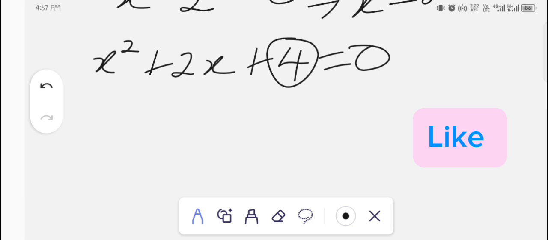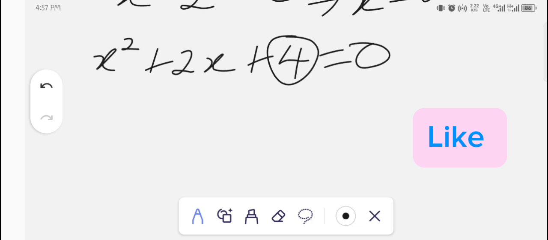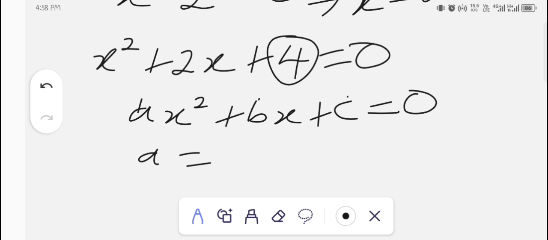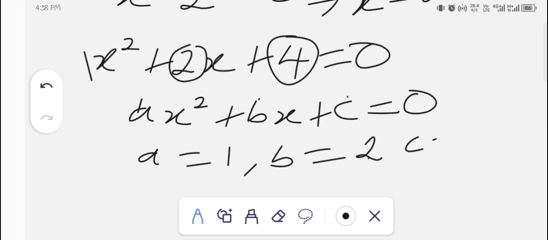So solving this further, friends, we have this as a quadratic equation, right? Good. And if we compare this with ax squared plus bx plus c to be equal to 0, where a, b, and c are constants, comparably, a is equal to 1, the coefficient of x squared. Very good. And b is equal to 2, the coefficient of x. c is equal to what? 4, the constant of the equation.